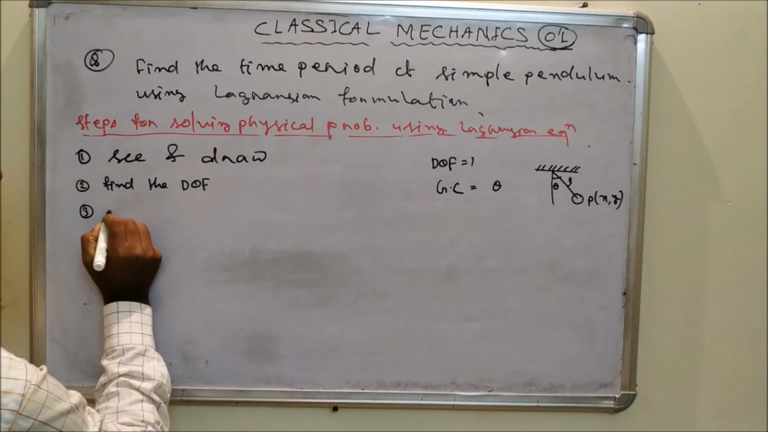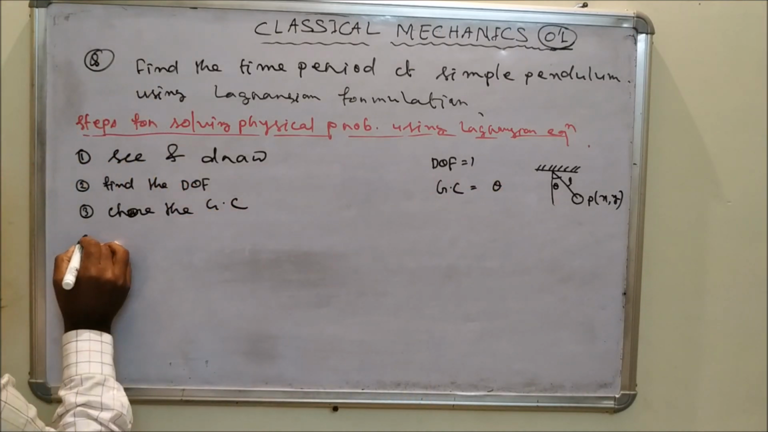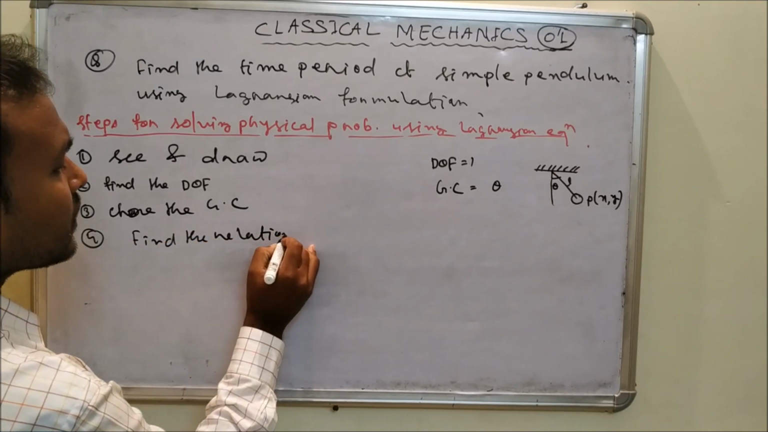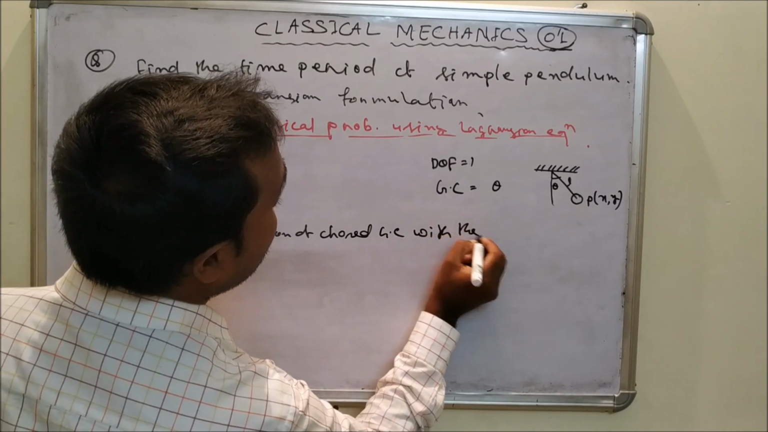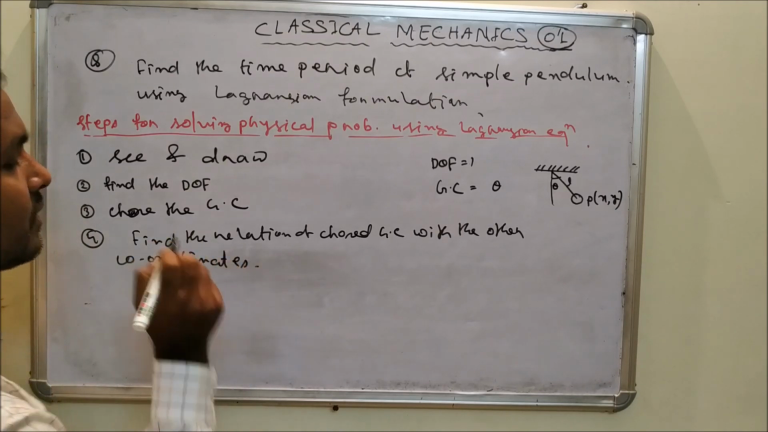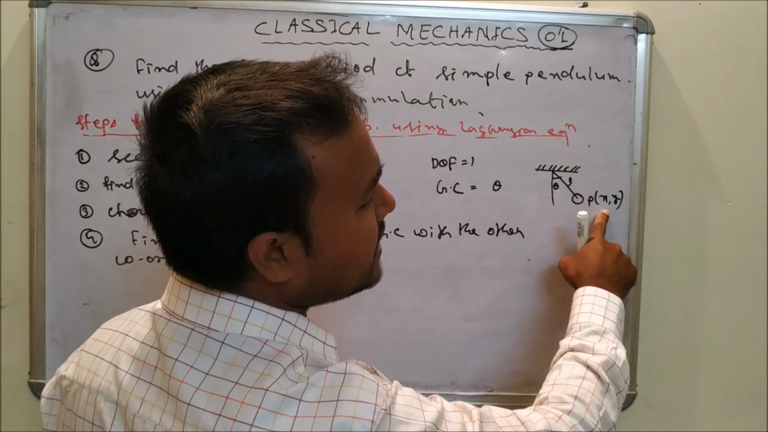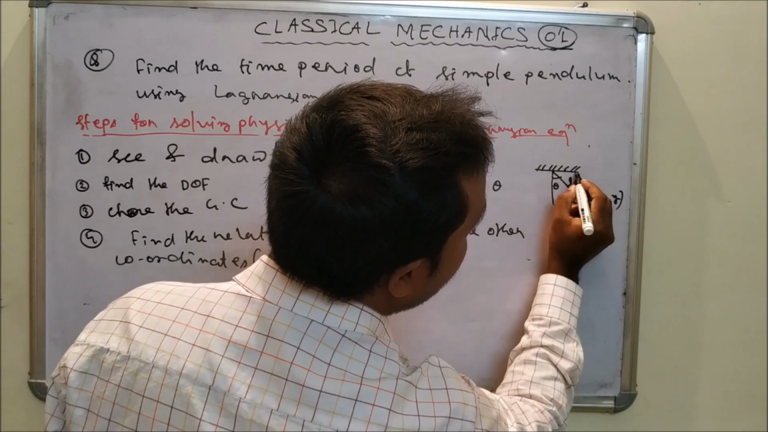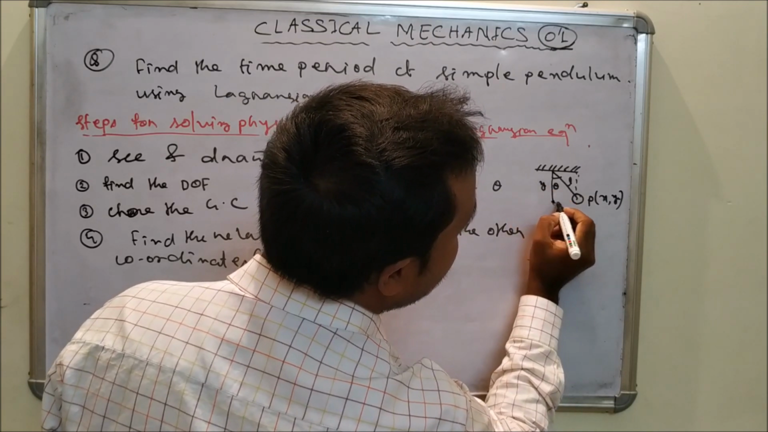So now the third step is to choose the generalized coordinate. Already we have chosen it here. Now the fourth step is to find the relation of the chosen generalized coordinate with the other coordinates. Other coordinates means x and y. So we have to find out the relation of theta with x and y. Now how can we find out? From here to here it is y, and from here to here it is x.